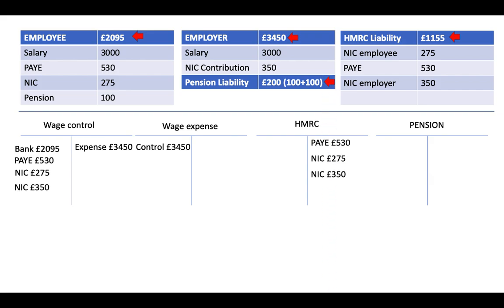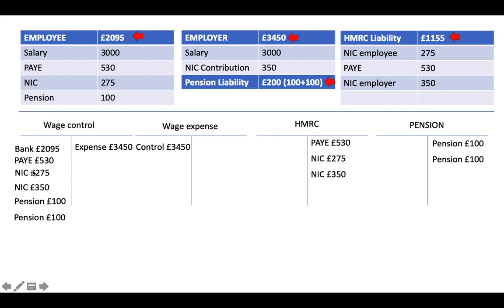Now looking at our pensions, £100 from the employee goes as a liability into our pension account and is debited to our wage control. £100 from the employer contribution is credited to our pension account as a liability and popped into our wage control. Now that's all of our figures put into our ledger accounts.